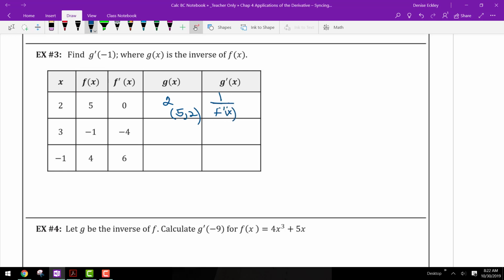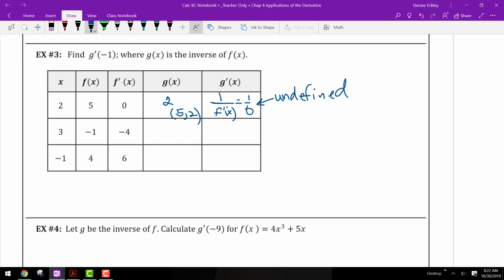It's hard to see, I apologize. And that is going to be 1 over 0. So in this case, this is undefined. There is no derivative at the point (5, 0). So we'll do the same thing for the next one.